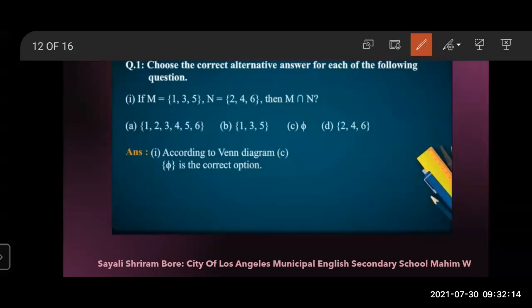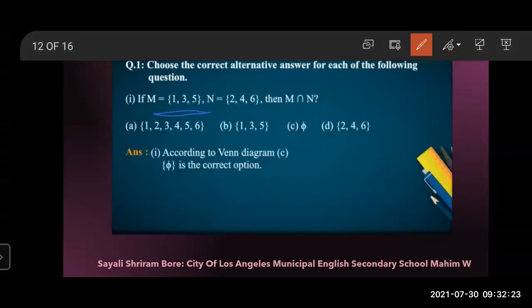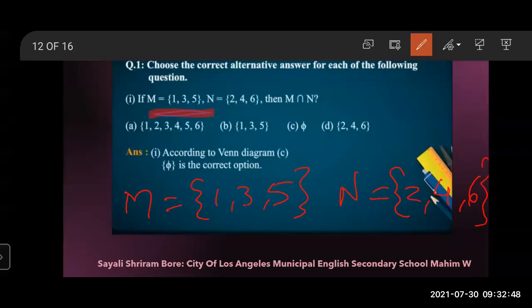And n is equal to 2, 4, 6. So your m, if m is equal to 1, 3, 5. M is equal to 1, 3, and 5. Whereas n is equal to 2, 4, and 6. Now, if you see these two sets, no element is common between the two sets.